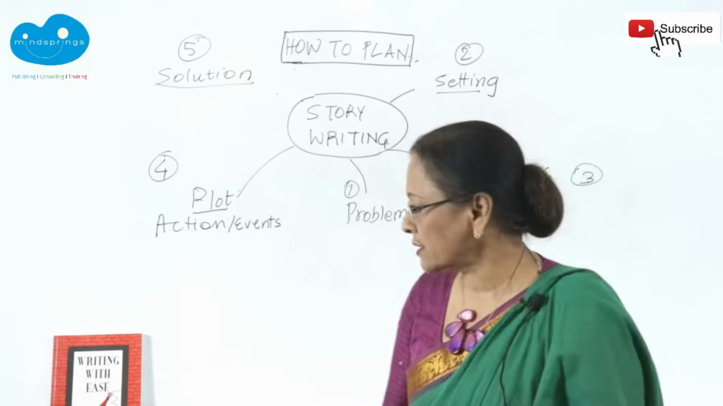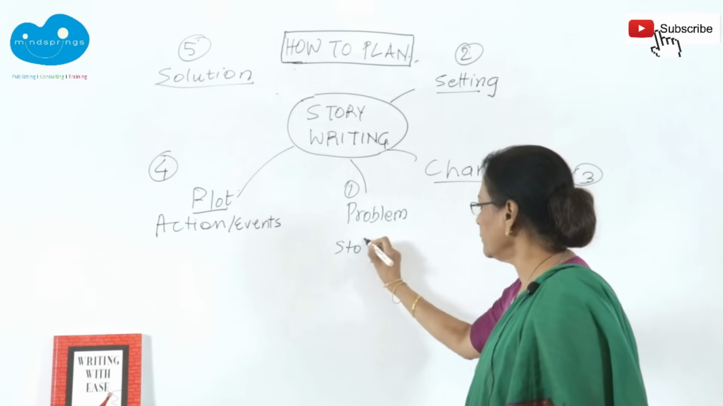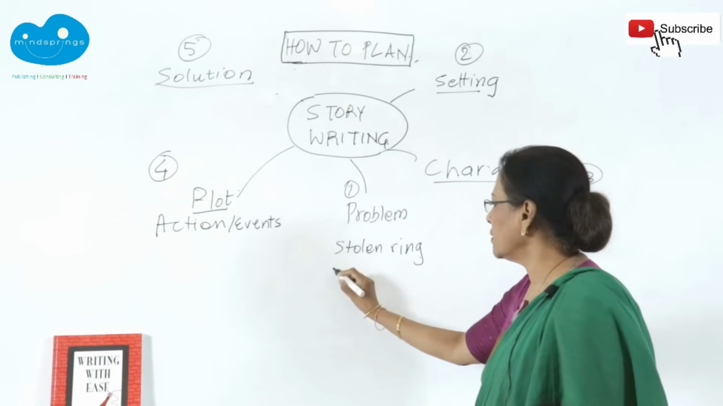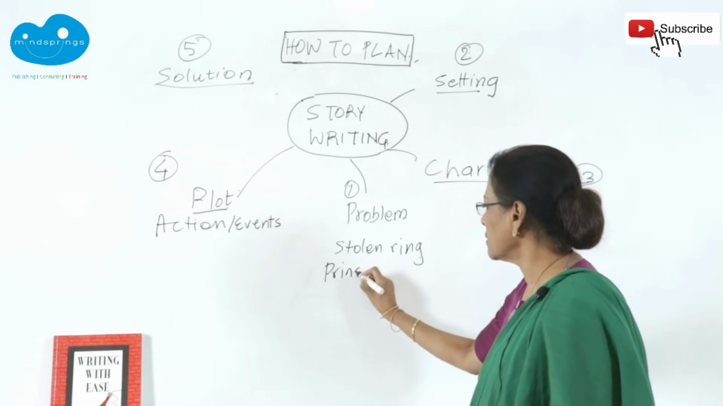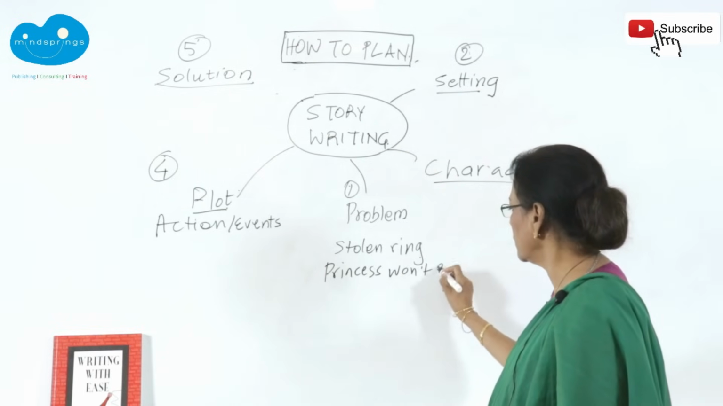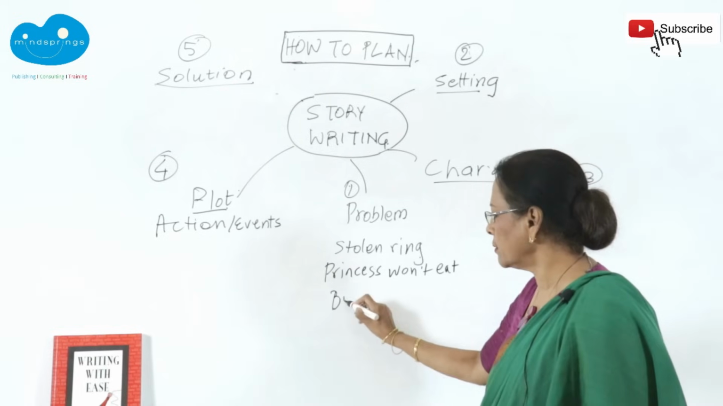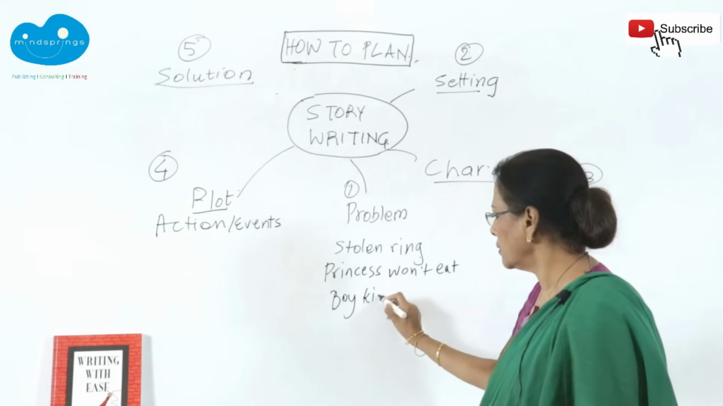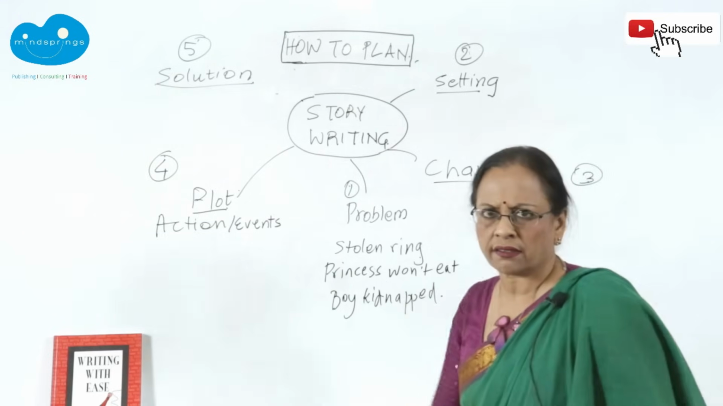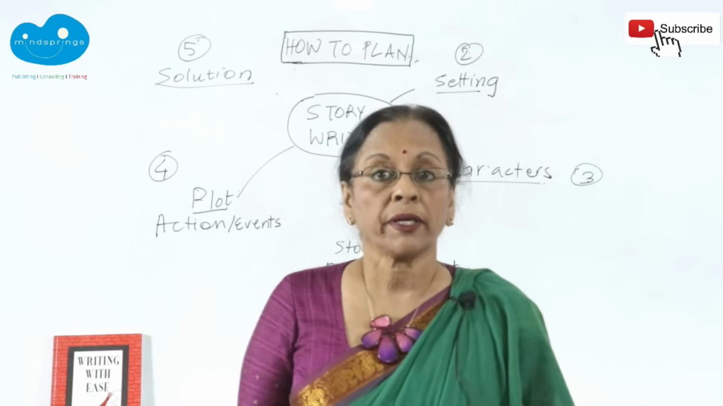Sit on it. So let's define the problem first. So stolen ring, you can just write small words like this: stolen ring, princess won't eat. What did I say then? Boy kidnapped. See, bas, just two words. You've written the problem down. Now it becomes easy for me.